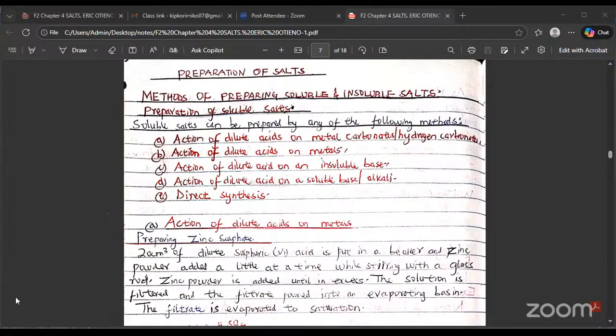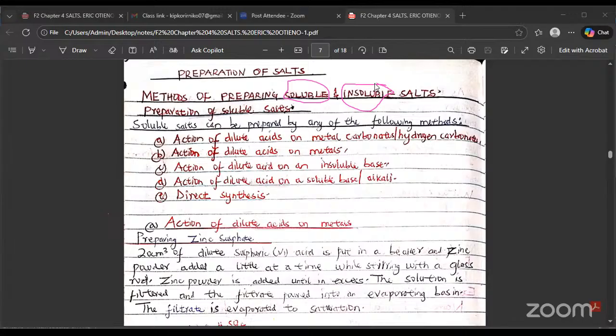Preparation of salts. The most important thing about preparation of salts is to identify. That is why the person who made the topics was very clever; I think this one is very high IQ. When you prepare a salt, the first thing you are supposed to know is whether it is soluble or insoluble. If you know the solubility of that salt, it will be very easy to prepare. Number one is preparation of soluble salts. Soluble salts have very many methods of preparing, and it is easier.